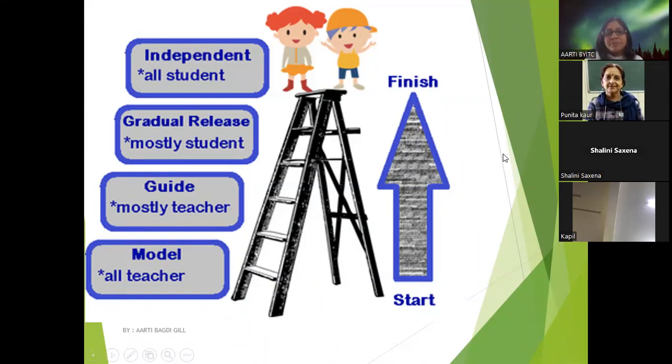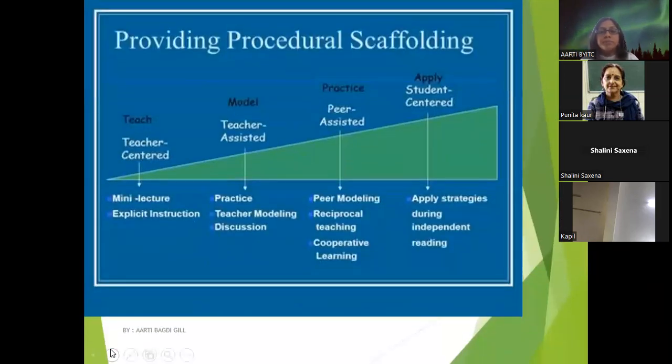Very simple. So you are the one who is the model, you are the one who is the guide, making the child reach each and every stage. This girl was lagging behind, this boy reached first. It is not necessary that the girl will reach at the same pace as the boy has reached. But yes, definitely the girl will reach in a day or two, or maybe after a week. So that is what scaffolding is saying in very simple words. Let's move on to the next one.